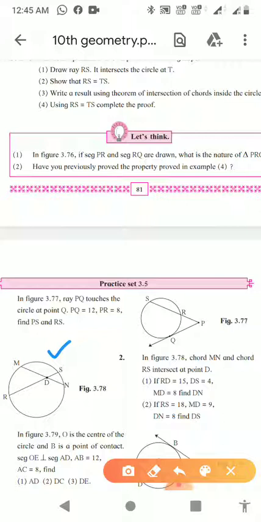Now we will see this problem in a detailed way. First, by observing the diagram, as soon as you read the problem you will come to know that these two chords are intersecting at point D, and this point D is located inside the circle. Then we have to use, by default, the theorem of intersecting chords inside the circle. Then we will solve this problem.